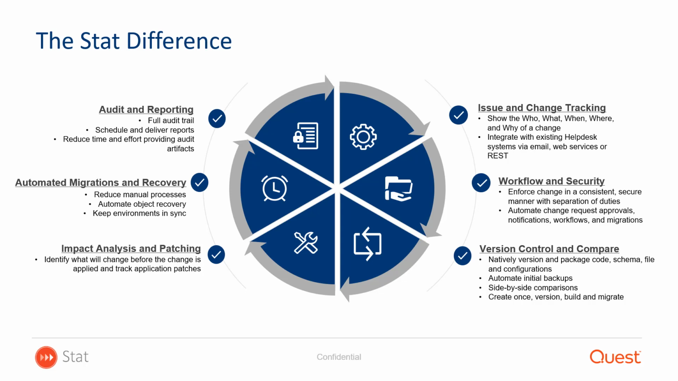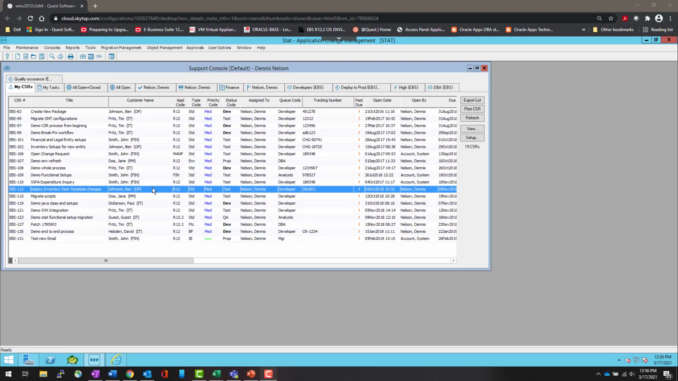There's no way I can demo all the features and functionality you see on this slide in 5 minutes. Therefore, we're going to focus on STAT's audit and reporting capabilities. That includes the full audit trail, scheduling and delivering of those audit reports, as well as reducing the effort of providing the artifacts. STAT empowers our customers to track their changes all in a single solution.